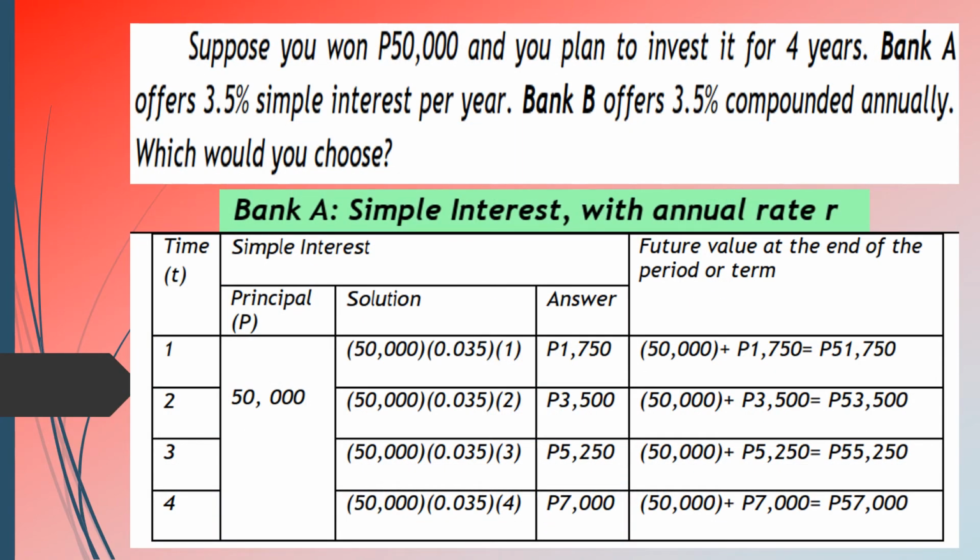Suppose you won 50,000 pesos and you plan to invest it for 4 years. Bank A offers 3.5% simple interest per year. Bank B offers 3.5% compounded annually.